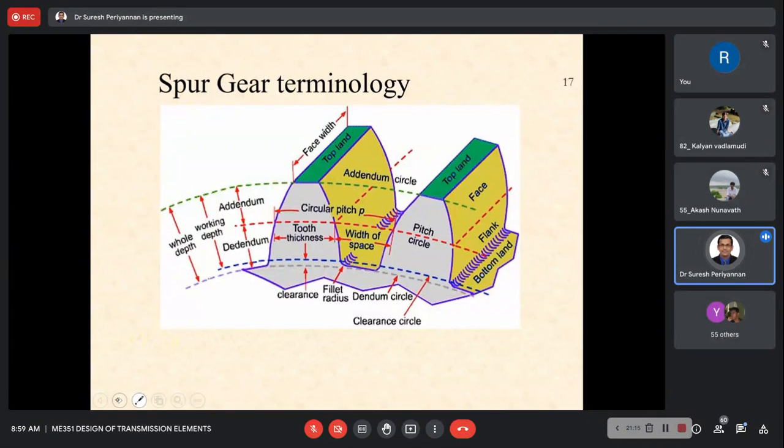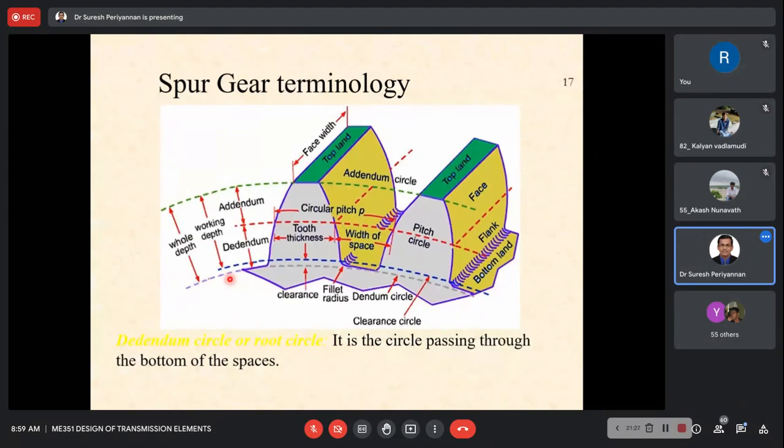Now the next one, dedendum circle or root circle. It is a circle passing through the bottom of the space. Where is it? This one, the dedendum circle. That is the one passing through the bottom of the space. See, the bottom of the space. Okay, dedendum circle.